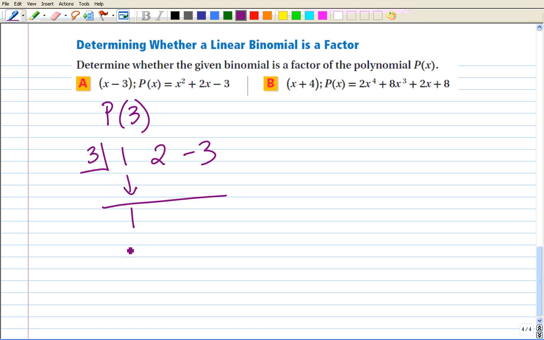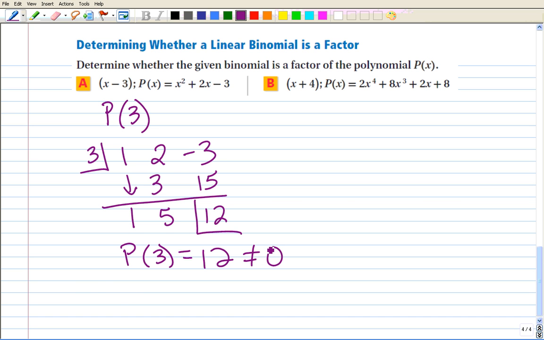Bring down the first term, 1. 1 times 3 is 3, plus 2 is 5. 5 times 3 is 15, plus -3 is 12. Here, my remainder is 12, or you could say p of 3 is 12. But since that does not equal 0, that means that x minus 3 is not a factor of p of x, where p of x is x squared plus 2x minus 3.